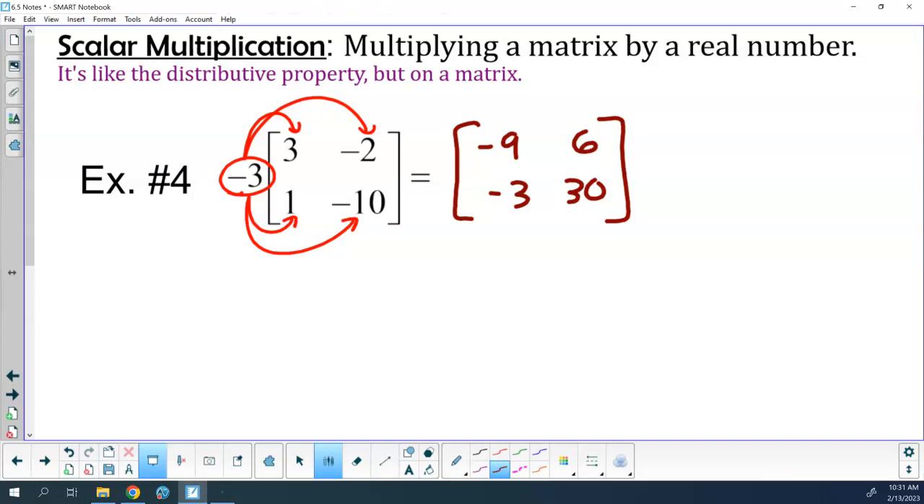Adding, subtracting, and scalar multiplication do not change the size of a matrix. I'll say that again. Adding, subtracting, and scalar multiplication, the 3 concepts that we did today, do not change the size of a matrix.